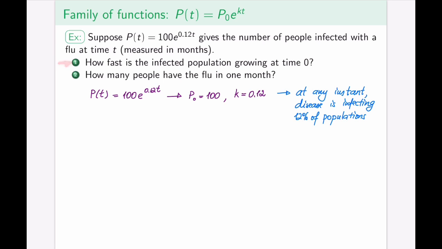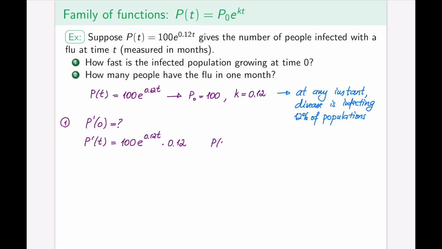So now the first part is asking how fast is the infected population growing at time 0? How fast indicates that we need to compute the derivative, and at time 0 indicates that we need to compute it at time equals 0. Before we can compute the derivative at time 0, we need to compute the derivative for any given value t. So that means I have to take a derivative of this function. Following the rules that we have just discussed, I'm going to leave the constant alone. The derivative of the exponential function is itself, followed by the derivative of the inside, which is 0.12.